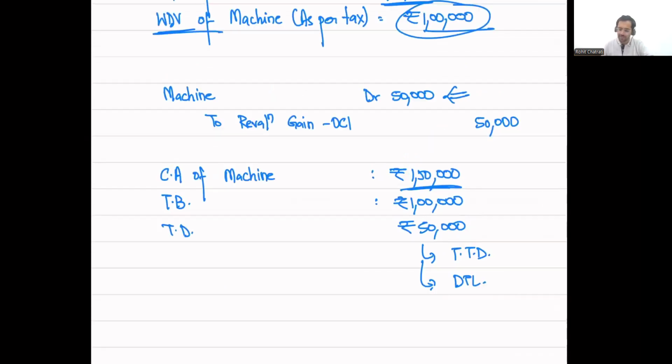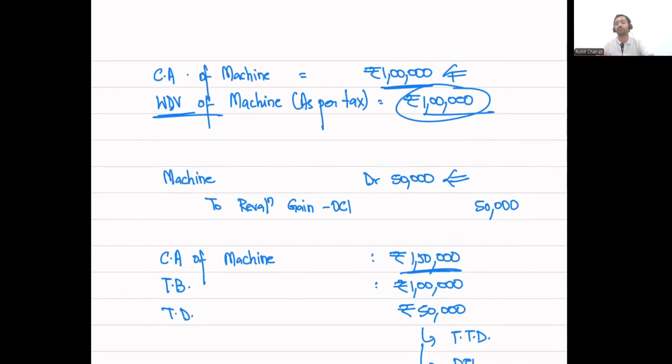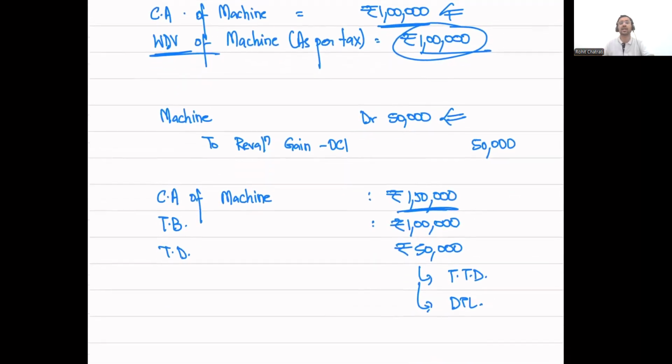I'm repeating myself. Let us hypothetically consider a case where the carrying amount as per accounting and the WDV as per tax are both 1 lakh rupees. As per Ind AS 16, I'm revaluing the machine upwards by 50,000, from 1 lakh to 1 lakh 50,000. As a result, my carrying amount of the machine increases. Now, just because I've revalued it for accounting purposes, will I be able to claim a higher depreciation under tax? The answer is no. Tax will still continue to give me depreciation as per my original cost.